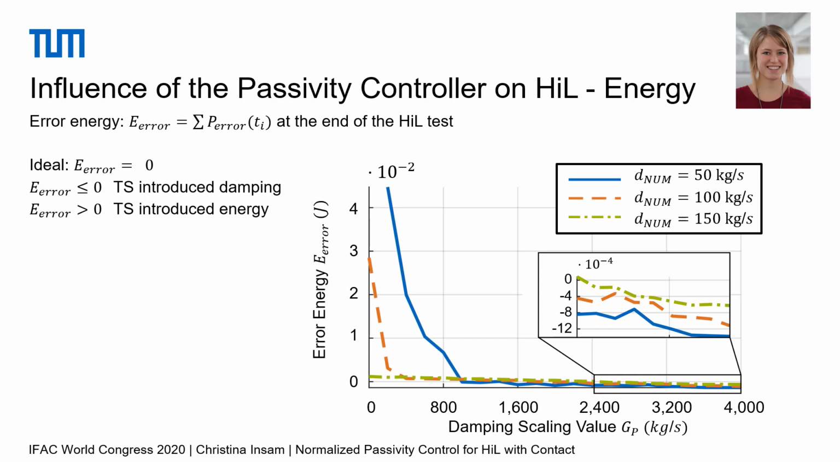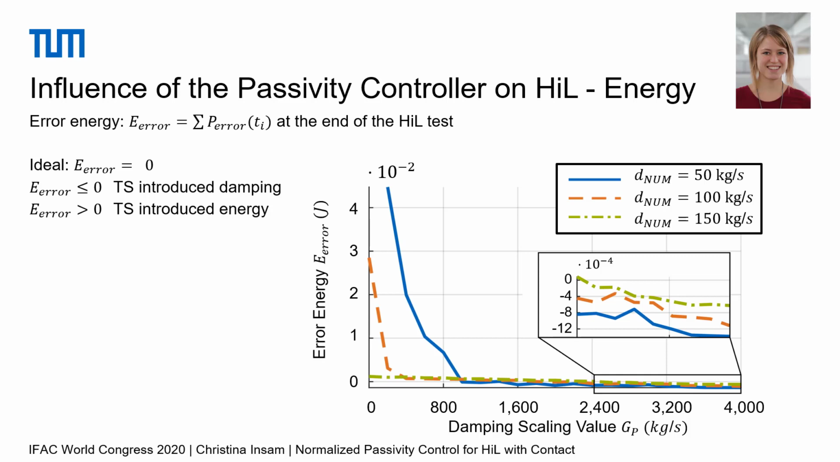We first have a look at the blue line, which stands for the unstable system. For small damping scaling values, the error energy that is introduced by the transfer system is positive. This means that the test was unstable. But we can see that above a value of about 1000 kilograms per second, the error energy is close to zero. This means that the passivity controller dampened the energy that was introduced by the transfer system sufficiently. This is what you could see in the video before.